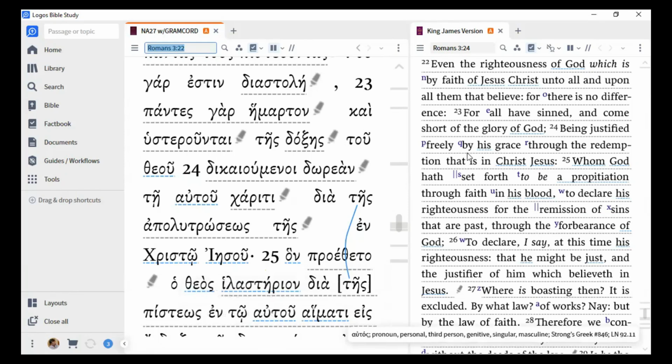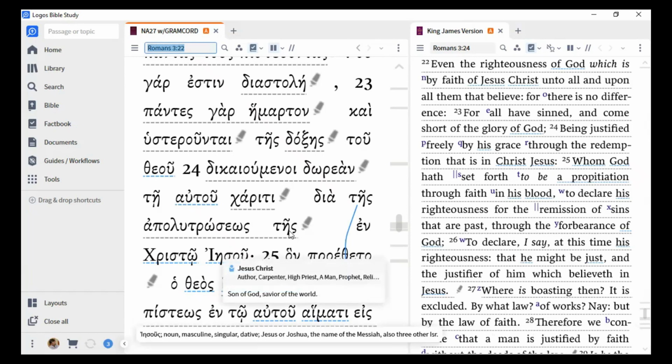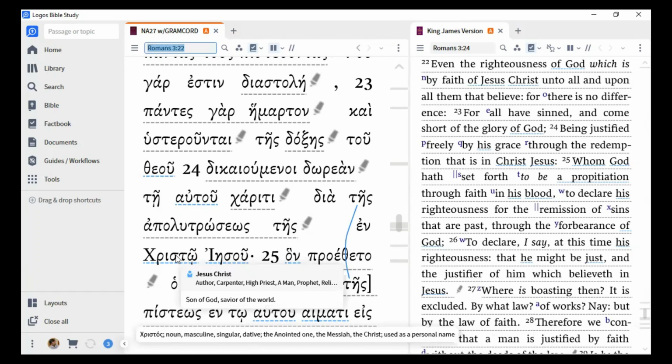Being justified freely by His grace through the redemption. This means redemption that is in Jesus Christ. Dia means through the redemption through Jesus Christ, or in Jesus Christ. So this is the work of Jesus Christ on the cross. He laid down his life for all mankind. And it is compulsory for all humanity to believe in his death and his resurrection.